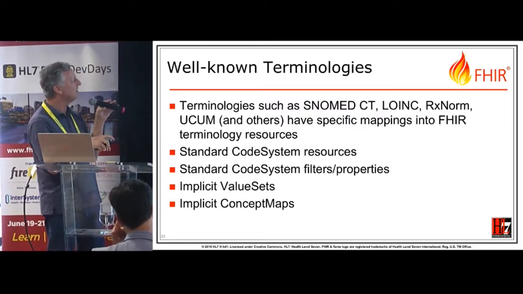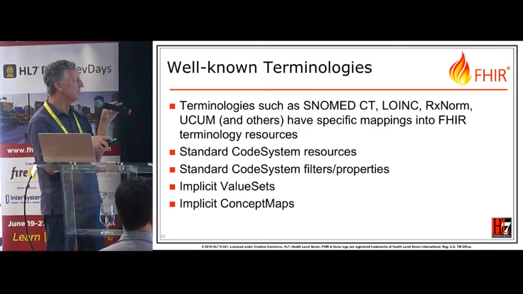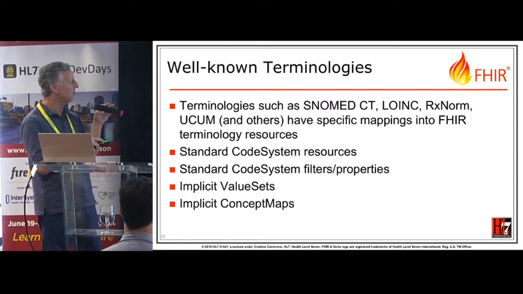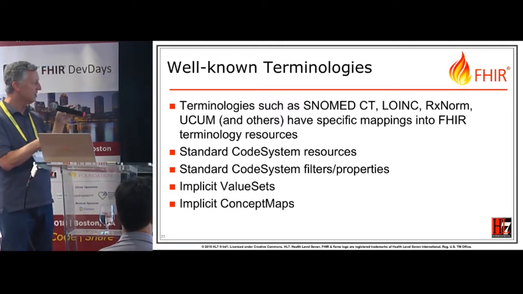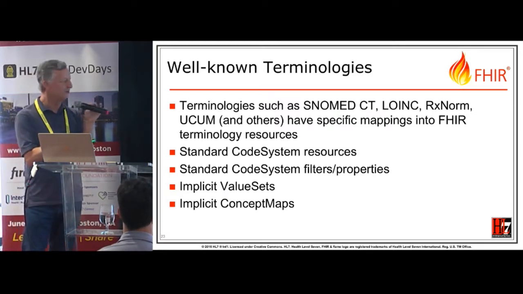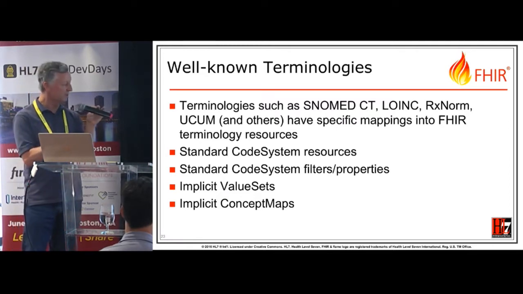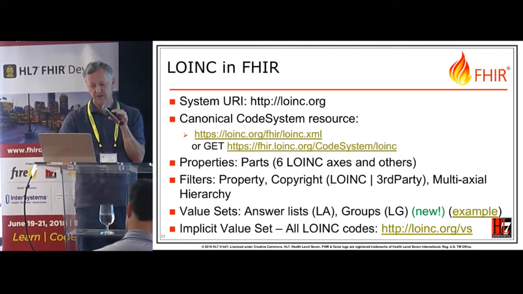All right, so a little bit about well-known terminologies. Dan talked a lot about LOINC yesterday, but we've got SNOMED and LOINC and RxNorm and UCUM and others. They have specific mappings into FHIR resources. So we typically provide standard code system resources for those, and in those resources you can specify the filters and properties, and you can define things we call implicit value sets and also implicit concept maps that can be used directly from the terminology.